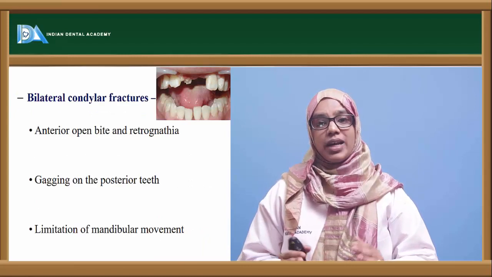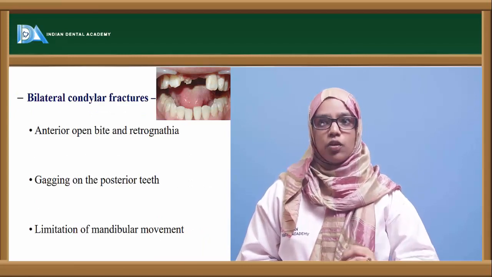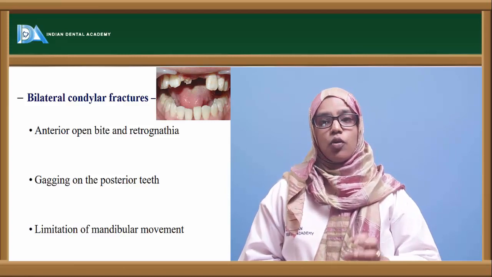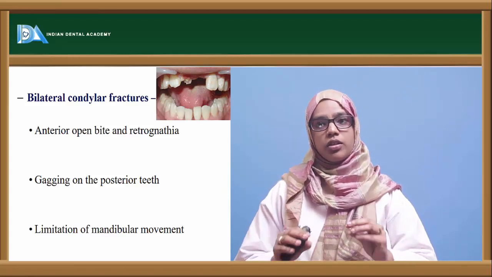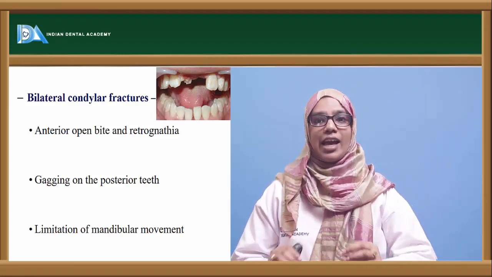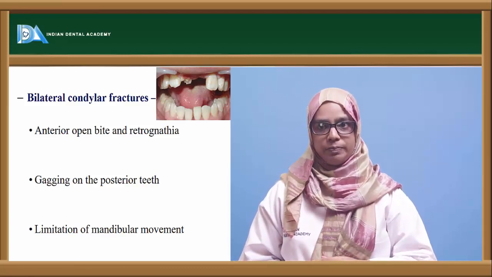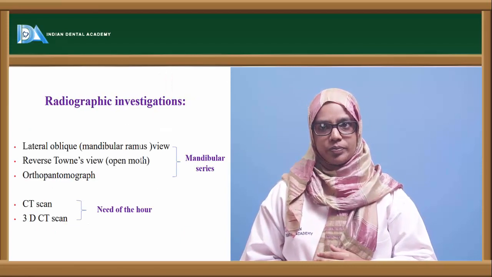Whereas in case of bilateral condylar fracture, there is an anterior open bite and a retrognathic mandible. The anterior open bite is because the posterior teeth will come into contact. There is posterior gagging because of foreshortening, and there will be limitation of mouth movement or mandibular movement.